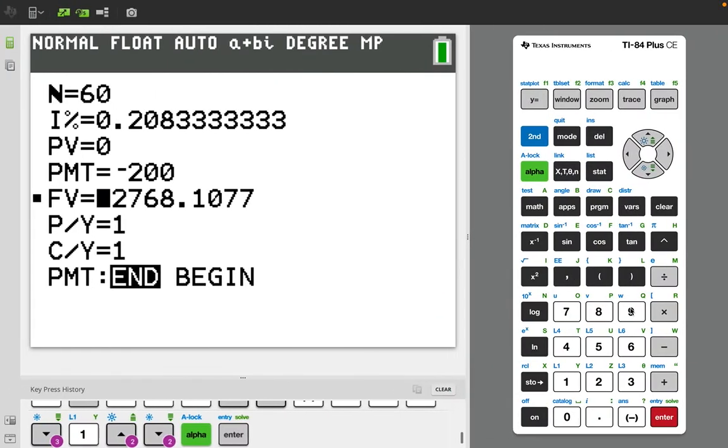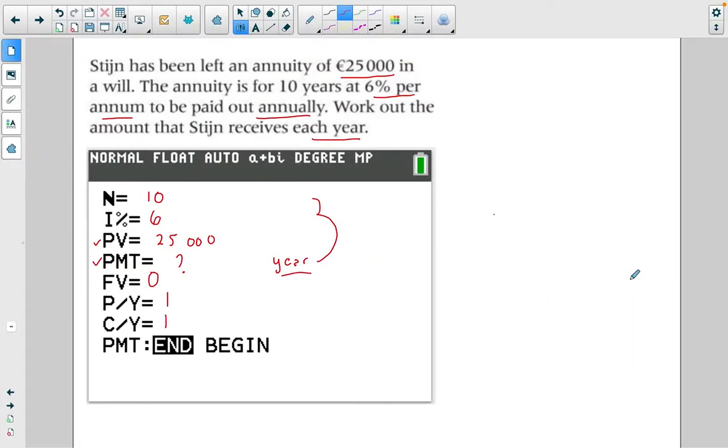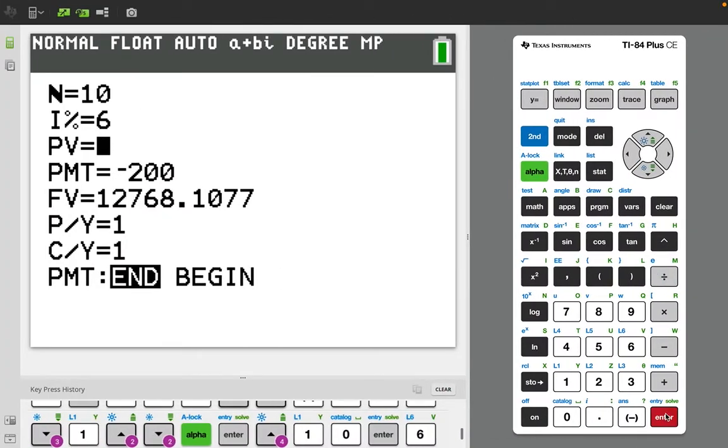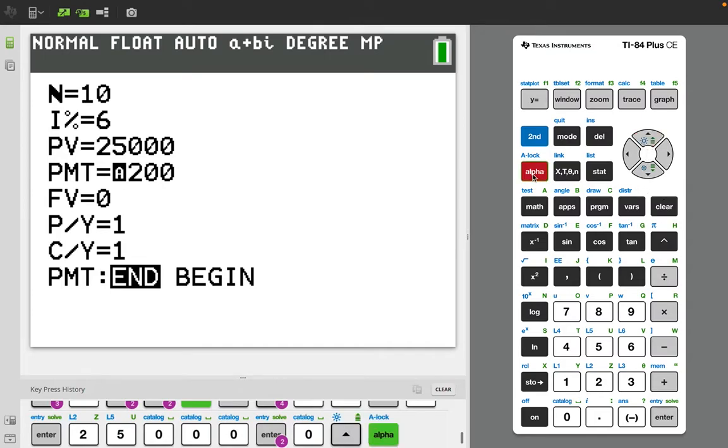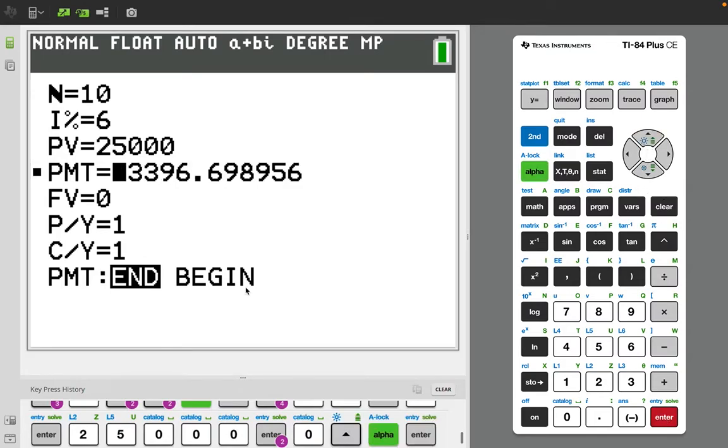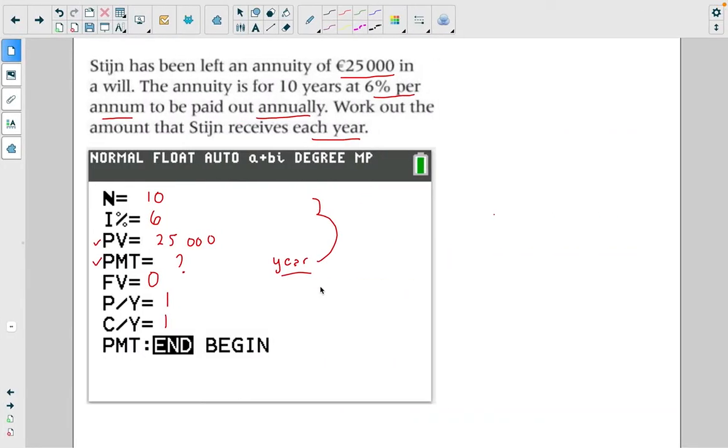So if we do the calculation, we have 10, our interest is 6, our present value is 25,000. We don't need the future value. And then the PMT, you'll notice that it's going to be negative, but we're just going to take the positive answer. So this is going to be 3,396.70. So you always take the positive answer.